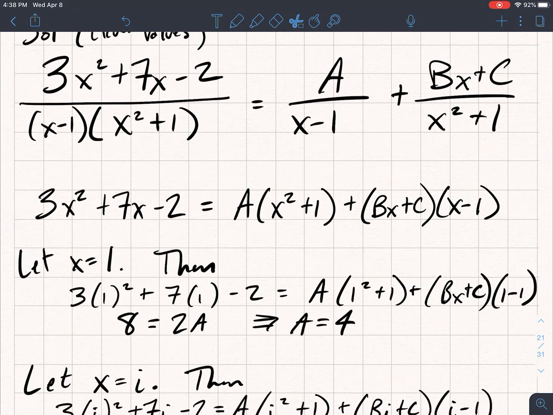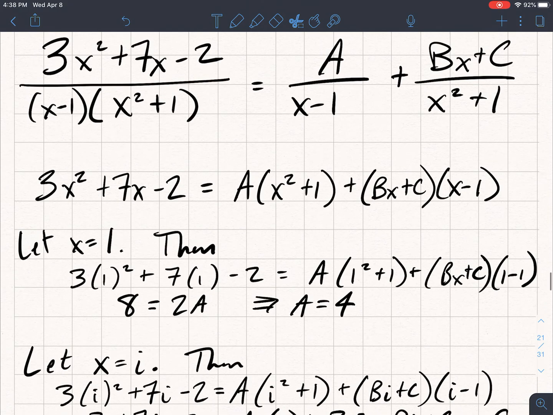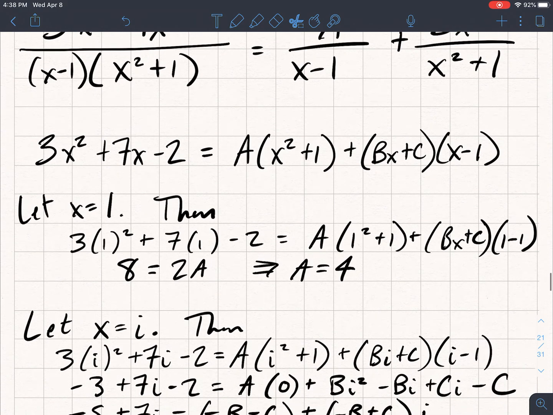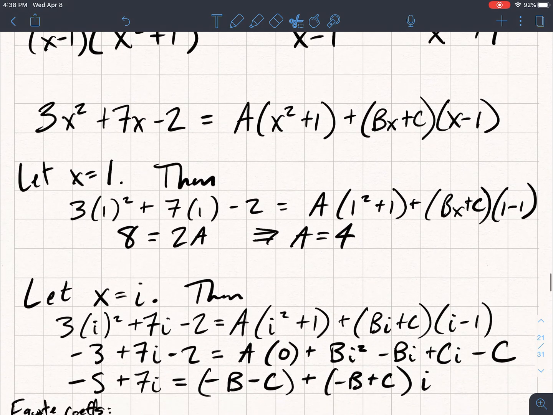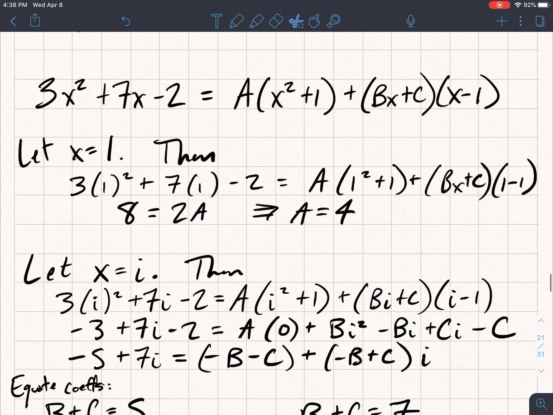And now I'm going to let x equal i, the imaginary number, and that'll take x squared plus 1 to 0 and squish that term. So plug in i, do a bunch of algebra, still have to equate coefficients. Choosing clever values sometimes makes things much simpler, as it did in the case where we found a right above here. But in this case where we stuck i in, it didn't make it a whole lot simpler.